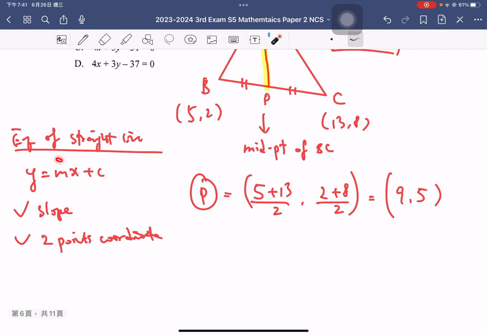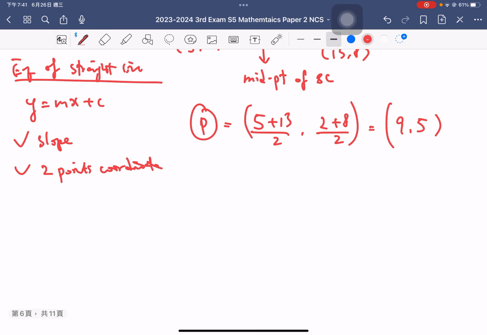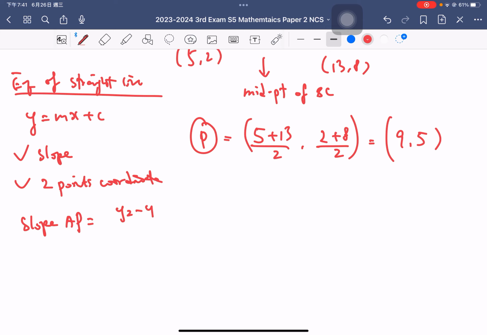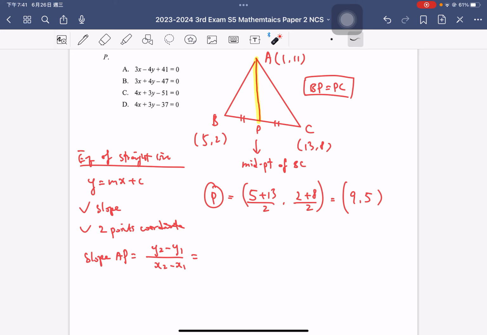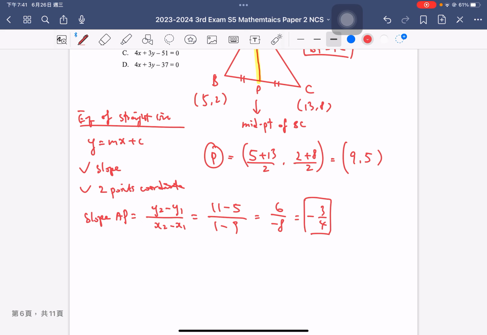So now we can first of all find the slope, isn't it? The slope of AP is equal to y2 minus y1 divided by x2 minus x1. So that's going to be 11 minus 5 divided by 1 minus 9, which is 6 divided by minus 8, giving you negative 3 over 4. So now we get the slope, and then we can say that y is equal to negative 3 over 4 x plus c. So the straight line is actually like this.